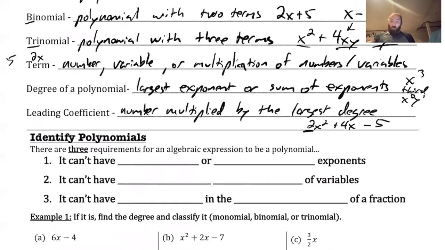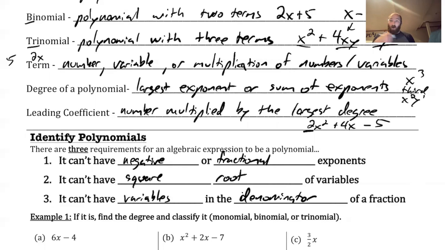So a couple of rules to be polynomials. It can't have negative or fractional exponents. It can't have the square root of variables. And also it can't have variables in the denominator.